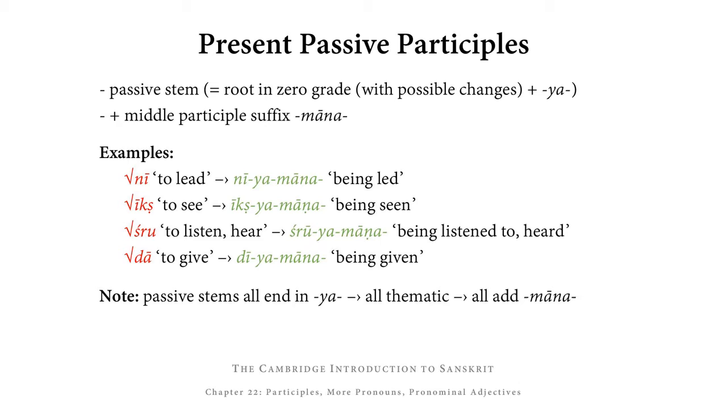So from ni, to lead, we get niyamana, being led. Iksh, to see, we get ikshyamana, being seen. Shru, to listen or to hear, shruyamana, being listened to or heard. From da, to give, diyamana, being given, and so on. Notice that passive stems all end in ya. A ends in the thematic vowel a, so all passive stems are thematic, and therefore all of them add mana. None add ana. That is something that you find solely in the middle participle, not in the passive.